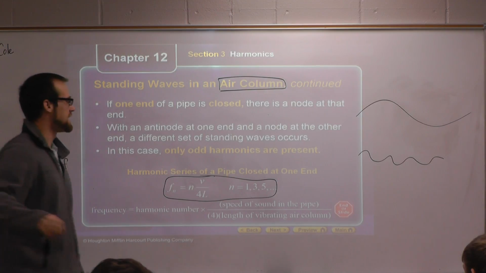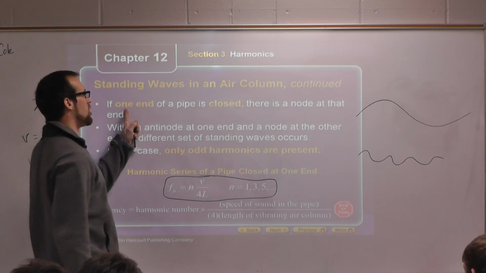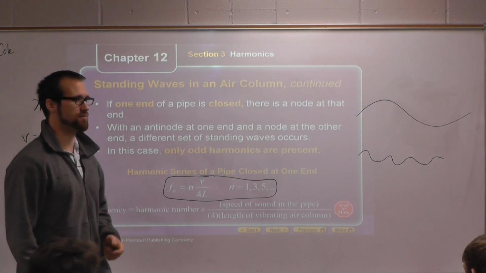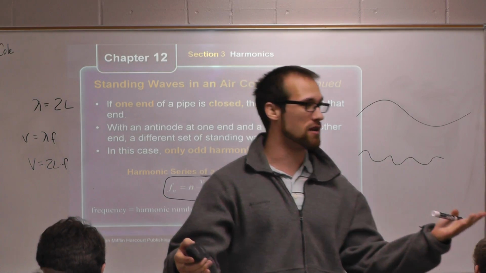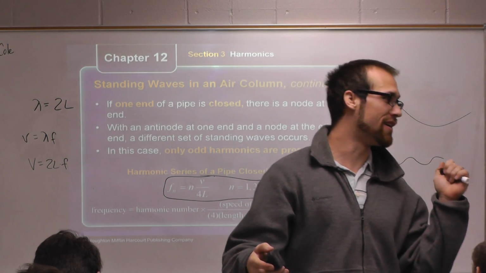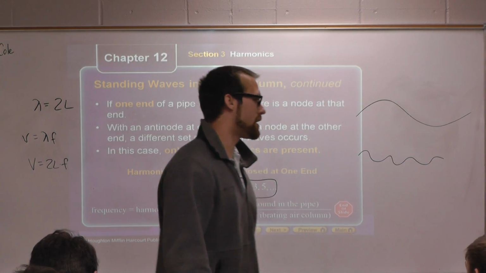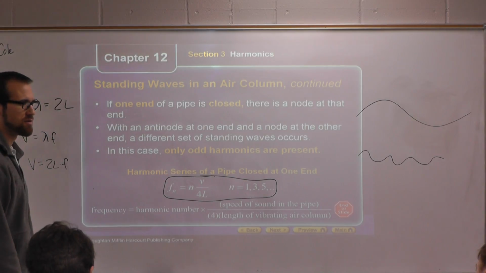When you've got an air column with one end open and one end closed, that would mean you have a node on the closed end and an antinode on the open end. What would that look like? I'll show you if I can get that YouTube video. I don't have good animations to be able to show you this real well.